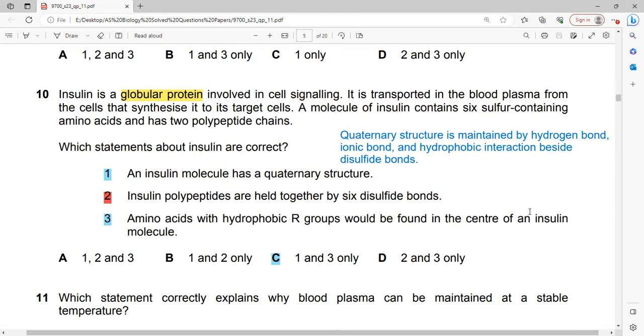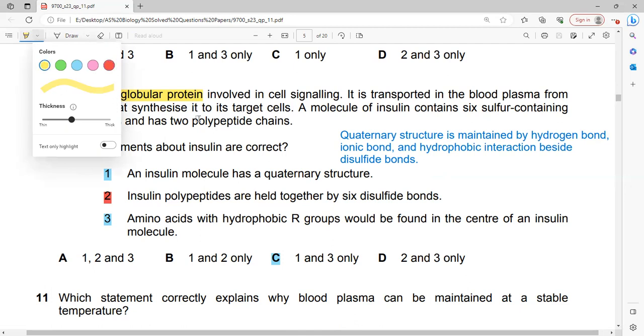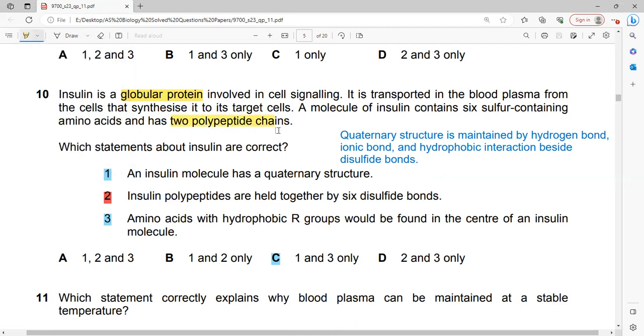Here it is mentioned that insulin is a globular protein. That's number one. Number two, if insulin contains a quaternary structure, it means 2 polypeptide chains are present in it. For example, these are 2 polypeptide chains. You need to be careful. They're showing this is our quaternary structure, and this is the globular protein. So an insulin molecule has a quaternary structure. This is our correct option.